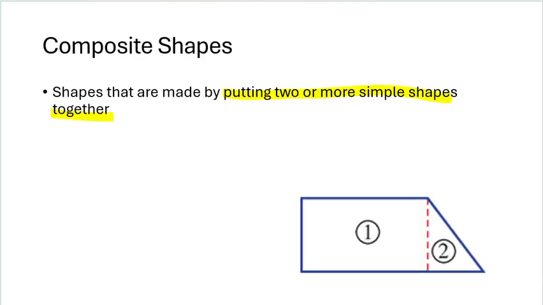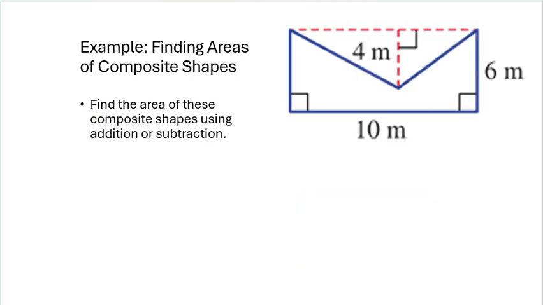Now you can do it through two ways. You can add them or you can subtract them. In this case, you just have to determine what works best and what's easier to deal with. Is adding the best option or is subtracting the best option here? It doesn't change the fact that you're finding the area of these simple shapes.